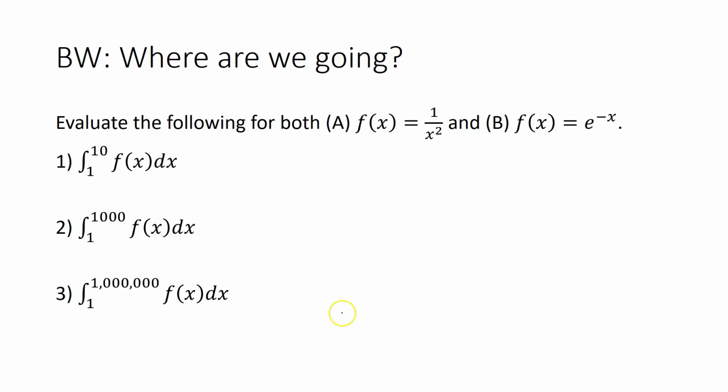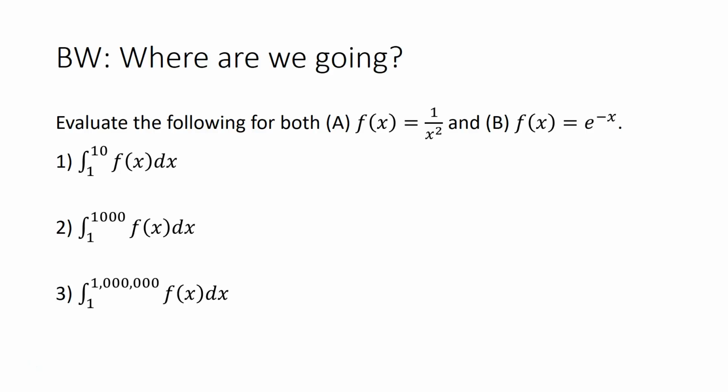So we're going to start with a little discovery learning here, so we can find out where we're going with this. We're going to evaluate the following for both f of x equals 1 over x squared and f of x equals e to the negative x. If you want to pause this, these are all integrals you should be able to evaluate using antiderivatives, and we can try them together after.